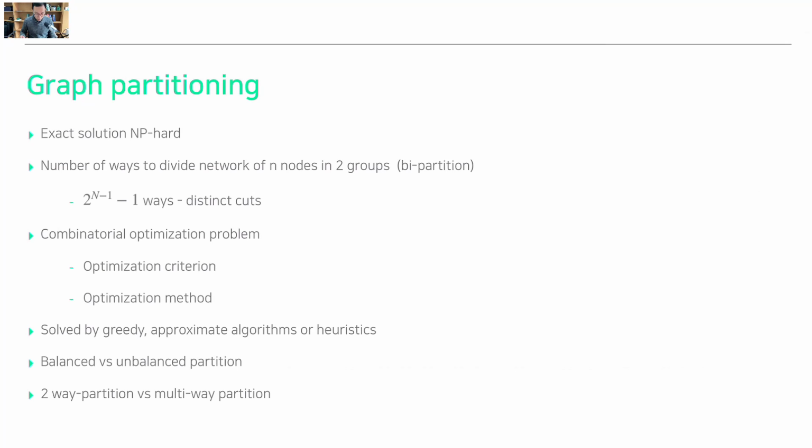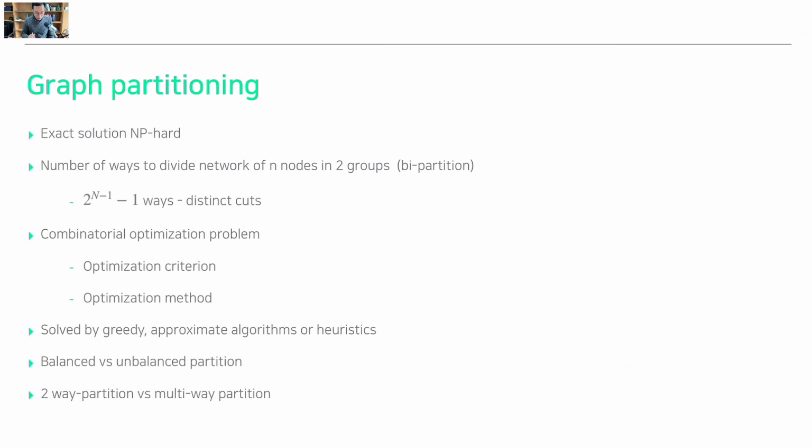Graph partitioning, to get the exact solution, is an NP-hard problem. There are 2 to the n minus 1 power minus 1 ways of getting the distinct cuts when we divide the network into 2 groups. This is a combinatorial optimization problem, so we need to define the optimization criterion, and we need to choose an optimization method.